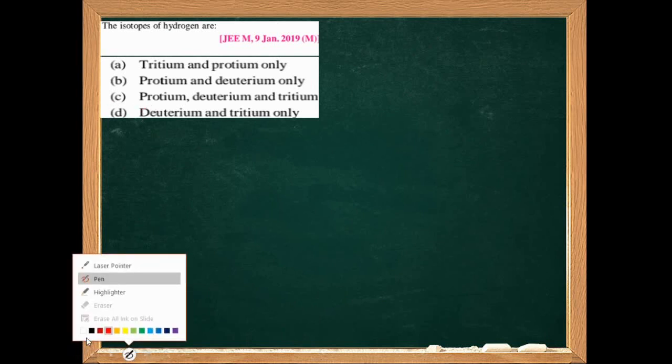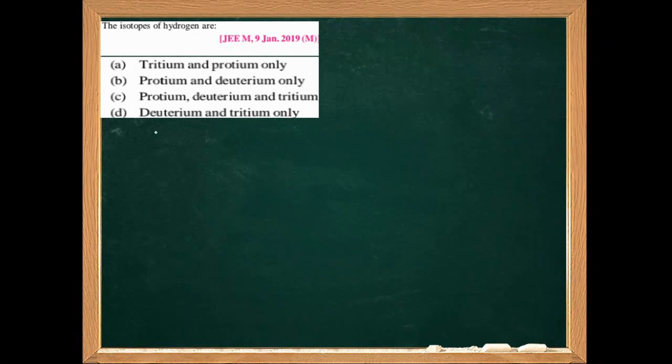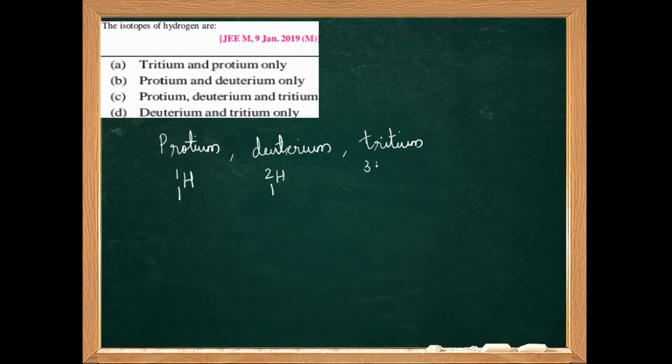Now, one thing that you have to remember: the isotopes of hydrogen, what are they? Hydrogen has three names, which are protium, deuterium, and tritium. Protium is 1H1, deuterium is 2H1, and tritium is 3H1. The number of protons is equal to 1 in each case.